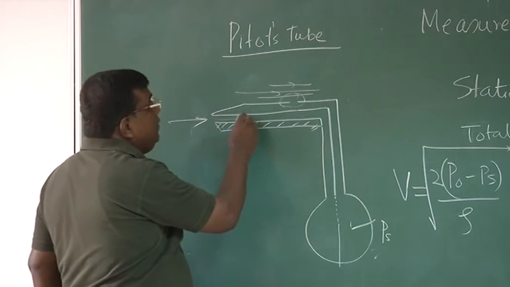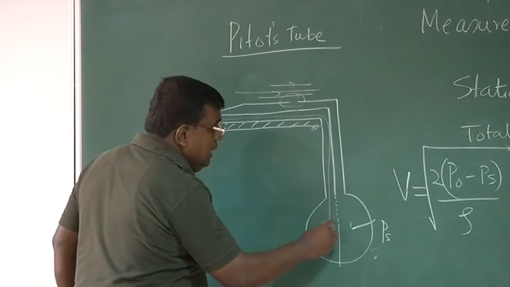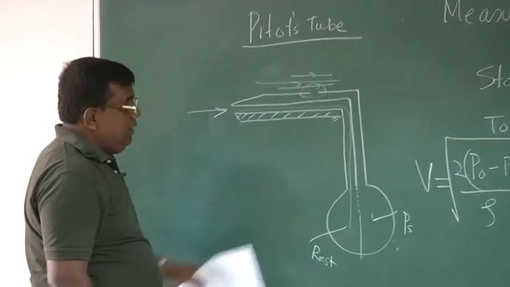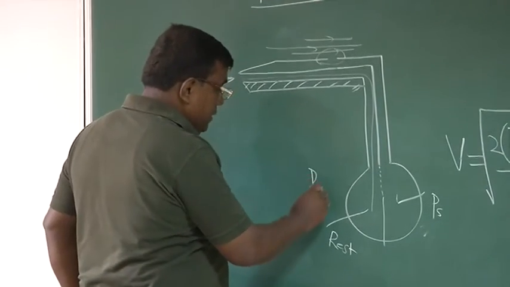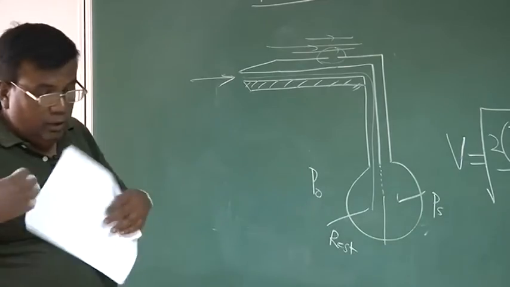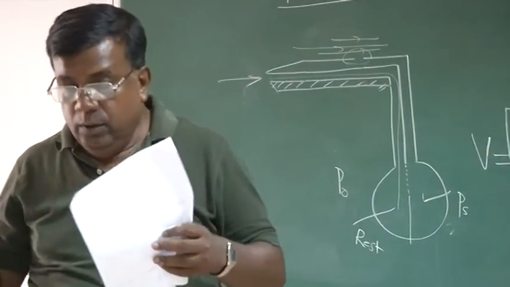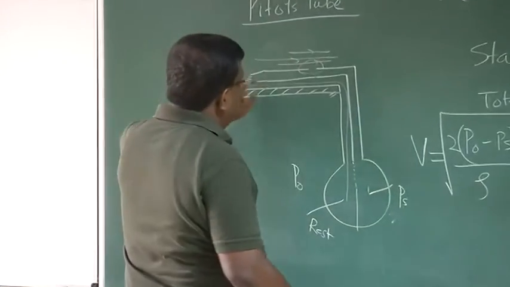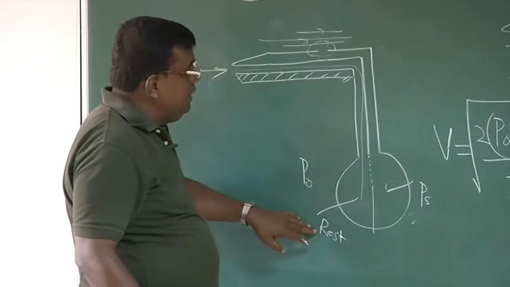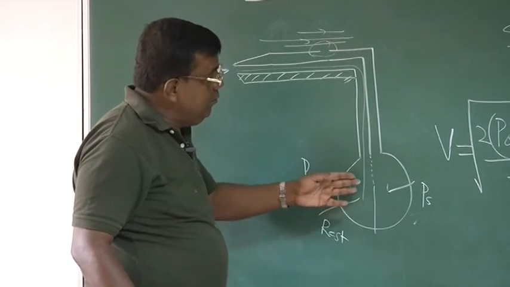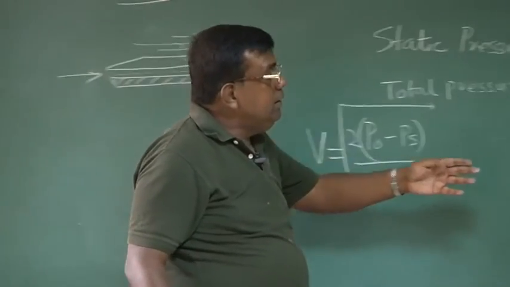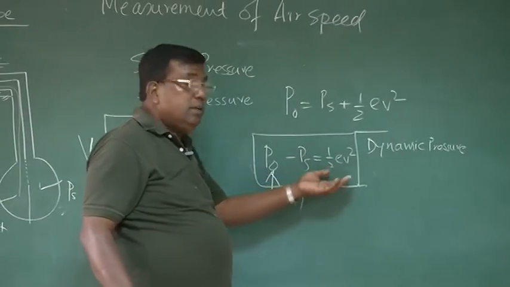The fluid which is going inside like this comes to rest here, right? So this part will be sensing total pressure. That is, I told you total pressure, the whole fluid is brought to rest isentropically. So they are brought to rest here. So this is total pressure. So what is the difference between these two? The difference is nothing but dynamic pressure, half rho V square.